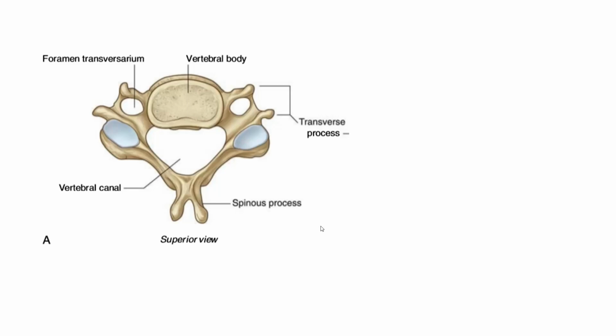They are small, and they have a foramen in each transverse process called foramen transversarium, and it is a passage for nerves and veins. Also, like other vertebrae, they have a spinous process and vertebral body, and also they have a vertebral canal for passage of the spinal cord.